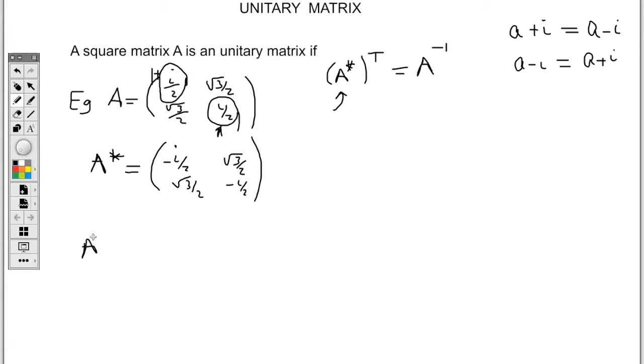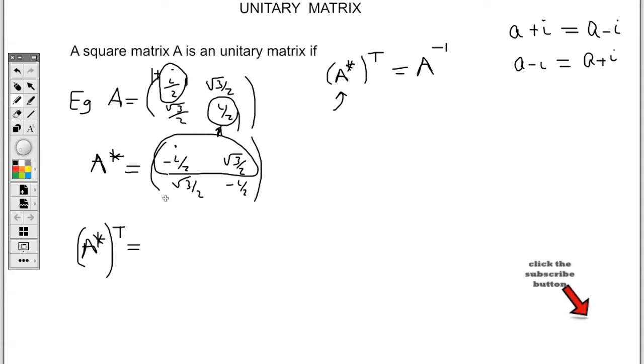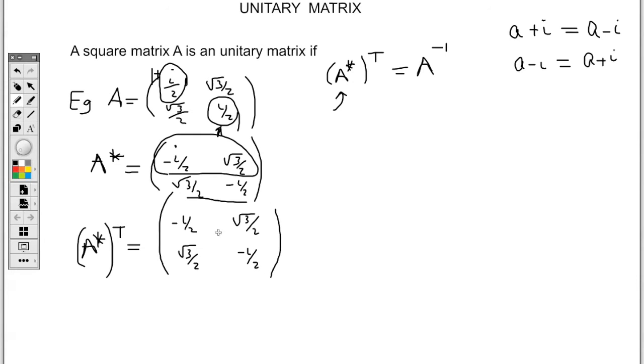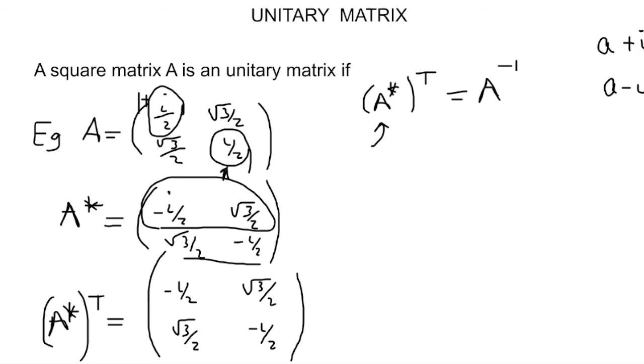Now I'll be finding the transpose of this conjugate. The transpose is changing rows into columns or columns into rows. So this is my first row, which will become minus i over 2, root 3 over 2. And my next row will be root 3 over 2 and minus i over 2. So this represents the first part of proving that it is unitary. I've done this. The next part is the inverse.